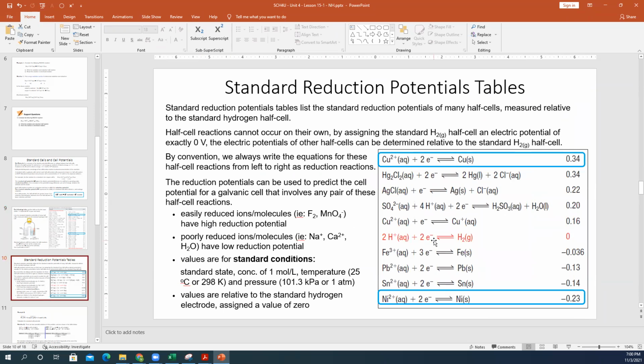So these values are for these standard conditions, which means that you have a concentration of 1 mole per liter, and the temperature and pressure are standard temperature and pressure. So in other words, 25 degrees Celsius or 298 Kelvin, and the pressure is 101.3 kilopascals or 1 atmosphere. That is standard conditions of temperature and pressure. And then these values are, as I said, relative to the hydrogen electrode, which is assigned a value of 0.